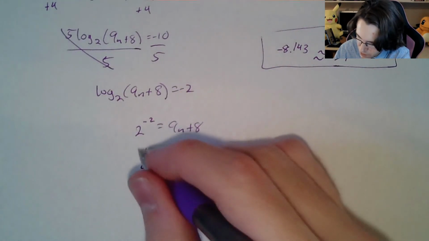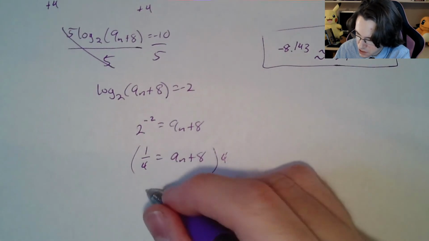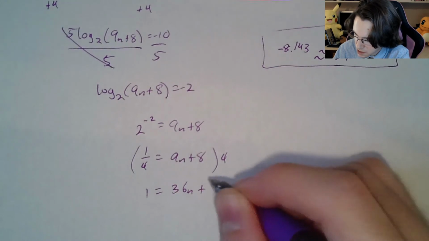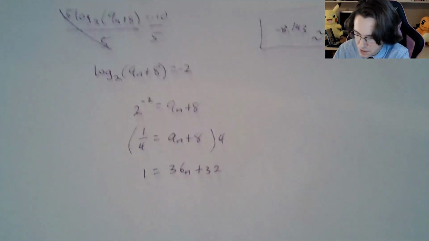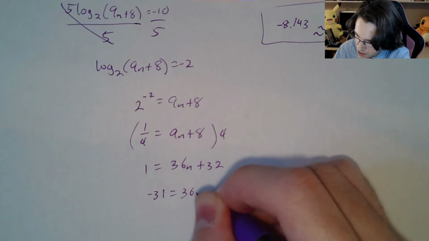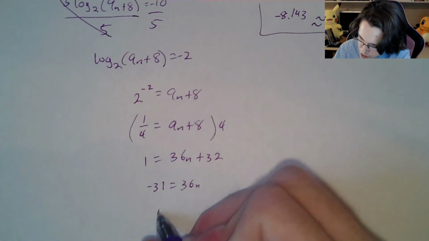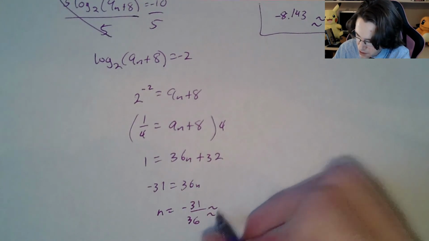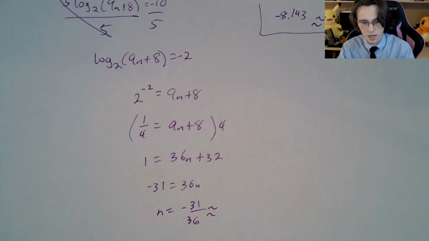Again, multiply everything by 4. Get rid of those fractions. 1 is equal to 36n plus 32. Subtract 32 on both sides. -31 is 36n. Divide both sides by 36. n is equal to -31 over 36. Give an approximate answer as well.